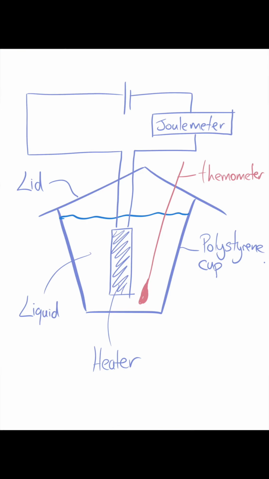To find the specific heat capacity of a liquid, you can use a similar setup, but instead of using a metal block, you can use a polystyrene cup with a liquid in it covered with a lid. You can also use a joule meter to find the energy transferred instead of using a voltmeter, ammeter and stopwatch, which saves you a calculation.